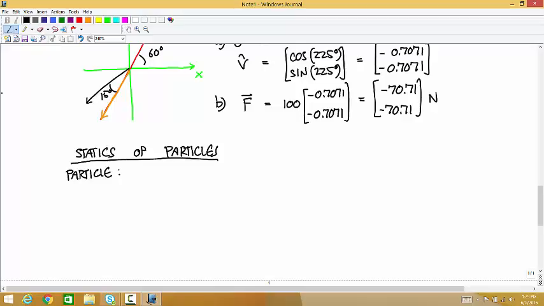No dimensions but mass. That's exactly right. So a particle is an object with mass but no length dimensions. And since it doesn't have any length dimensions, there's no such thing as orientation.